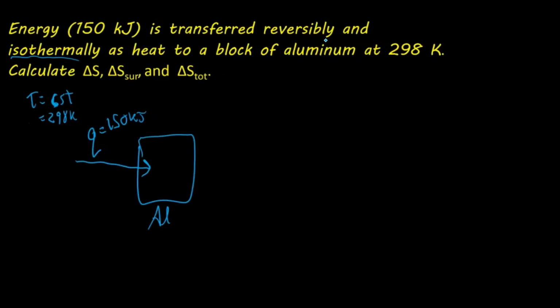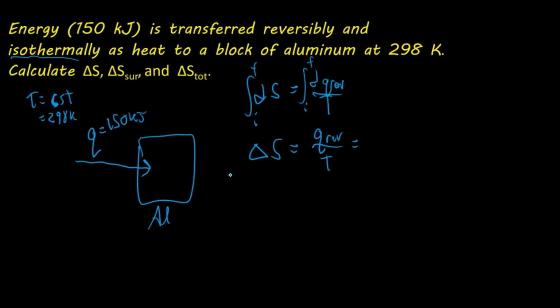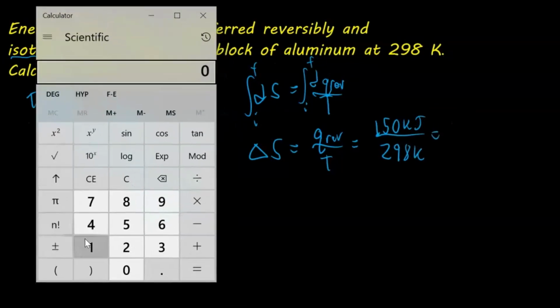Now this is a reversible process. So our equation is, we start with the infinitesimal change in entropy equals dq of a reversible process over T. Integrate both sides from some initial to final state, so before and after this energy being transferred. And that's our delta S, change in entropy of the system, equals Q reversible over T. We can just plug this in. So the system is gaining 150 kilojoules. That's how much energy as heat went into it. The temperature is 298 Kelvin. And we'll plug that into our calculator.